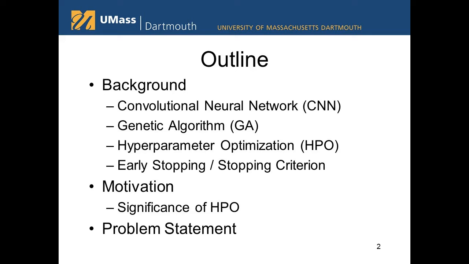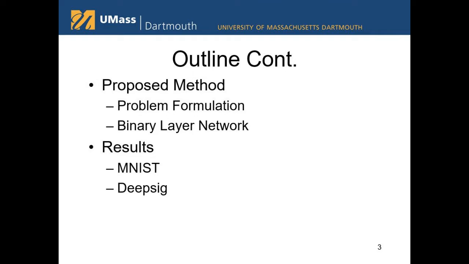Then some motivations on the significance of the HPO, some problem statement. Additionally, there is the formulation of the problem for GA, which one part is the binary layer network, some results for the MNIST dataset, as well as the DeepSeek dataset.